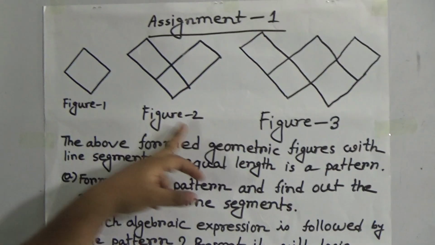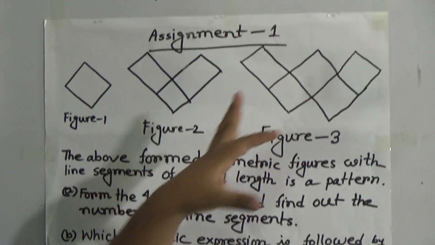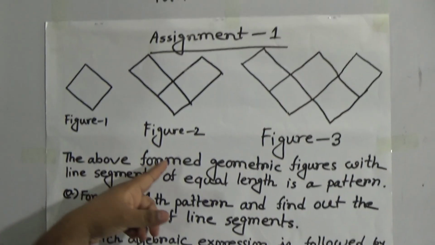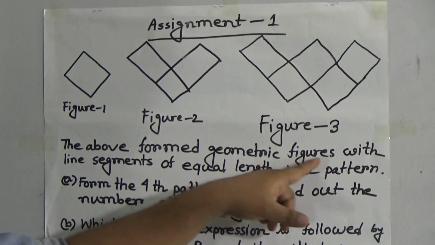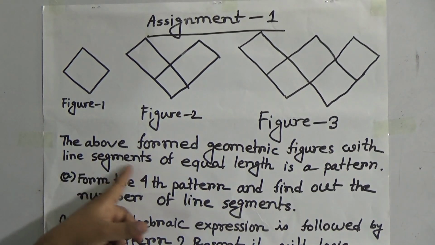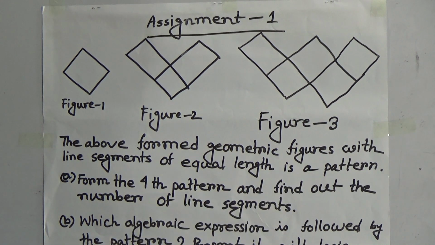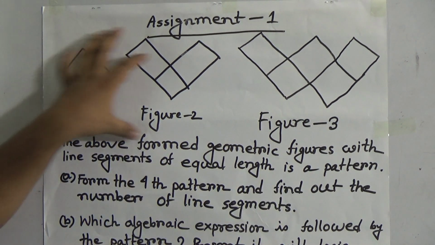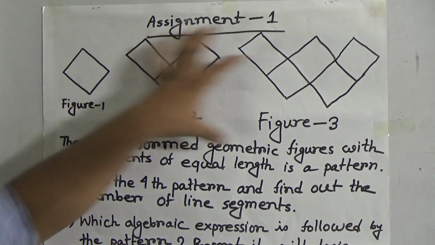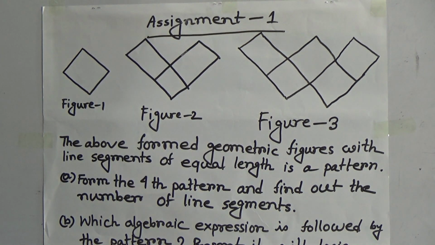Here figure 1, figure 2, figure 3, three figures are given. The above formed geometric figures with line segments of equal length is a pattern. That means these three geometrical figures maintain a pattern. Now by using these figures we shall solve questions A, B and C.